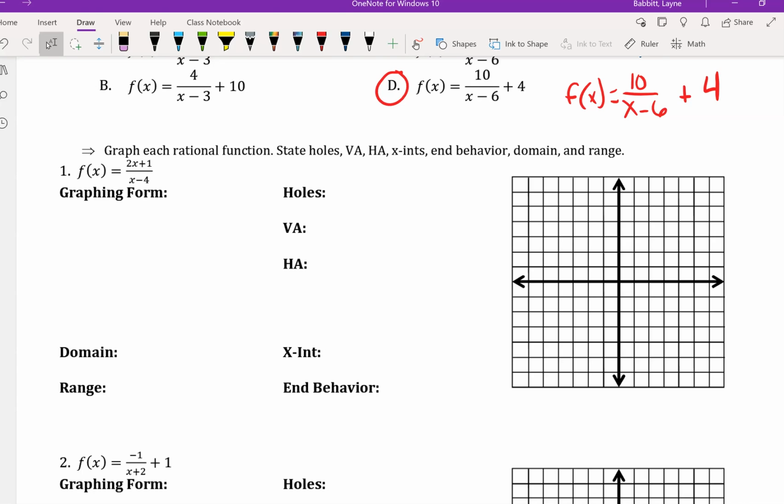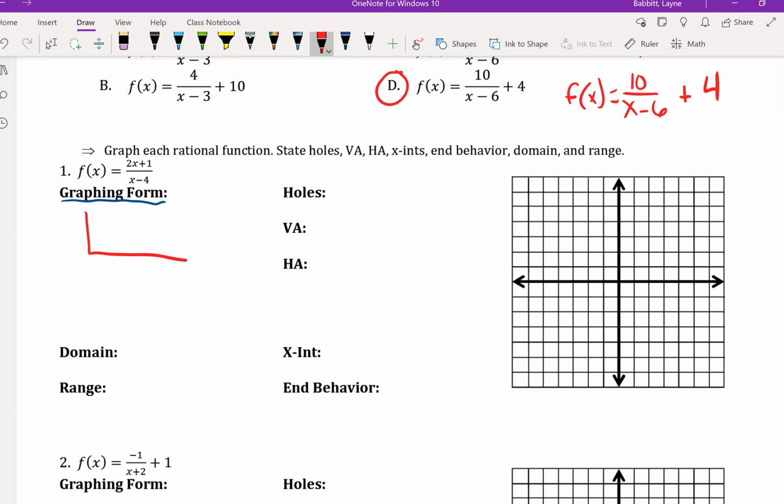All right, graph each rational function, state the wholes, vertical asymptotes, horizontal asymptotes, x-intercepts, end behavior, domain, and range. So lots of stuff. And then the first thing is, if possible, it's not always possible, but if possible, we're going to write this in graphing form if it isn't already. To get it into graphing form, I use synthetic division.